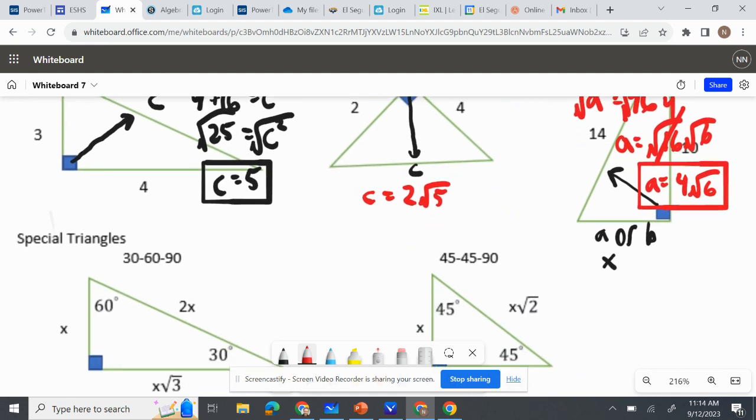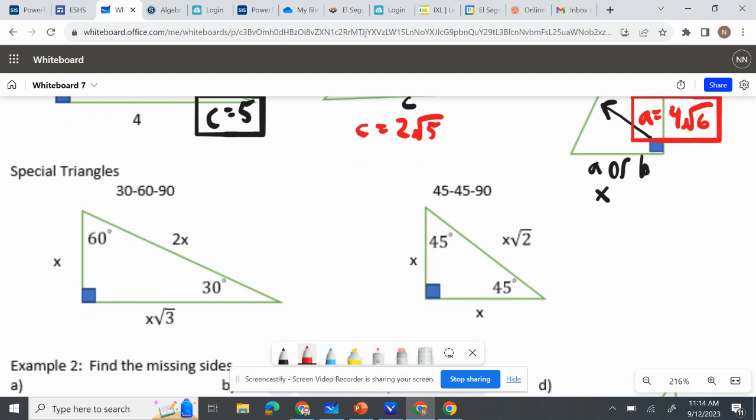Now what we're going to do is look at special triangles. With the special triangles, what we have is the 30, 60, 90 triangle and the 45, 45, 90 triangle. Now the 30, 60, 90, the 30 degree side is always x. The 60 degree side is x rad 3, and the 90 degree side is 2x. Meaning if our x value was 5, our 60 degree side would be 5 rad 3, and our 90 degree side would be 10.